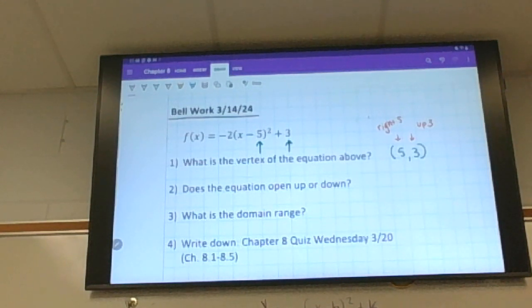Does the equation open up or down? It opens down. And that is because A is negative. When A is negative, it switches from up arrows to down arrows. Domain, range. Let me edit that.